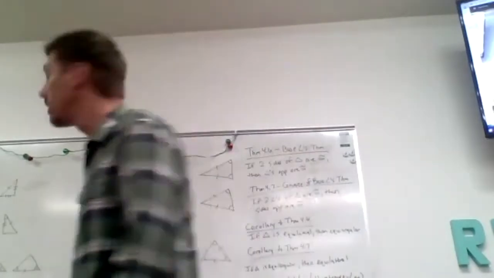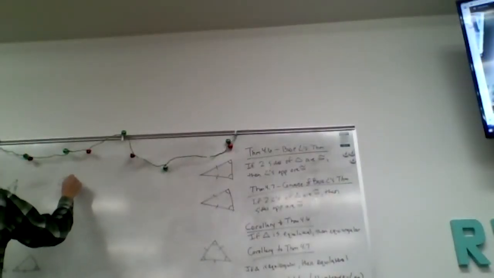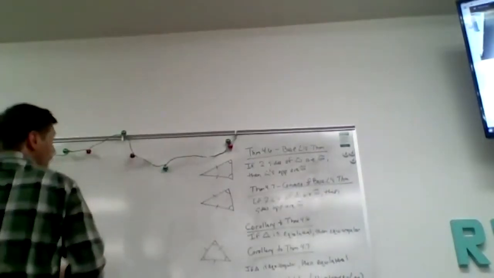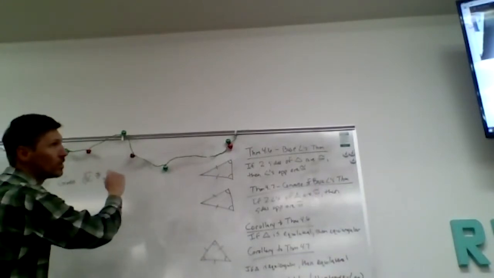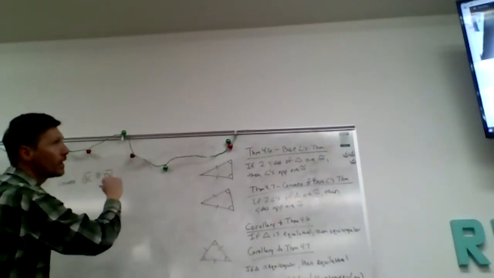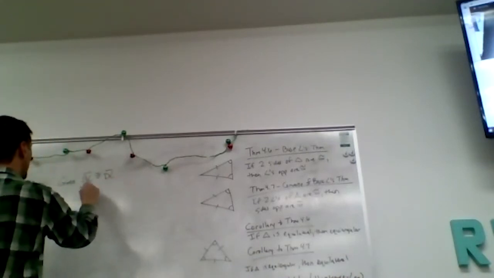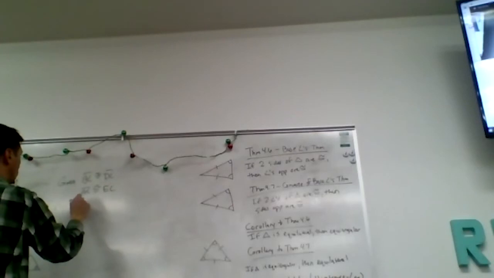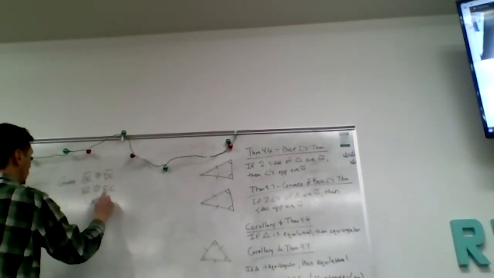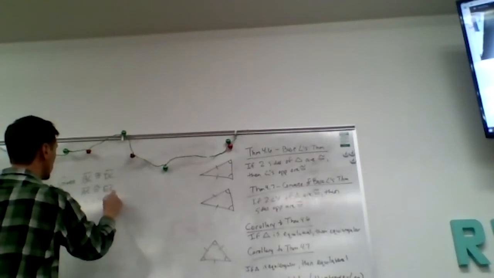Okay. So for this one here, we're given that BC is congruent with DC, and AC is congruent to EC, and we're trying to prove triangle BCA is congruent to triangle DCE. Which one? DCE? Yes. Okay.